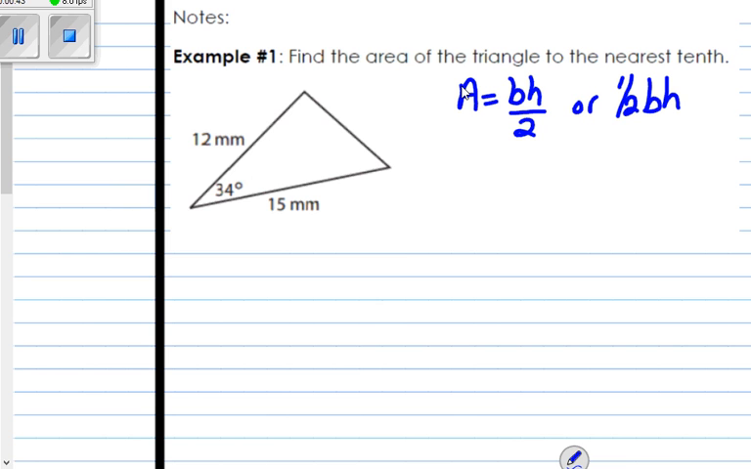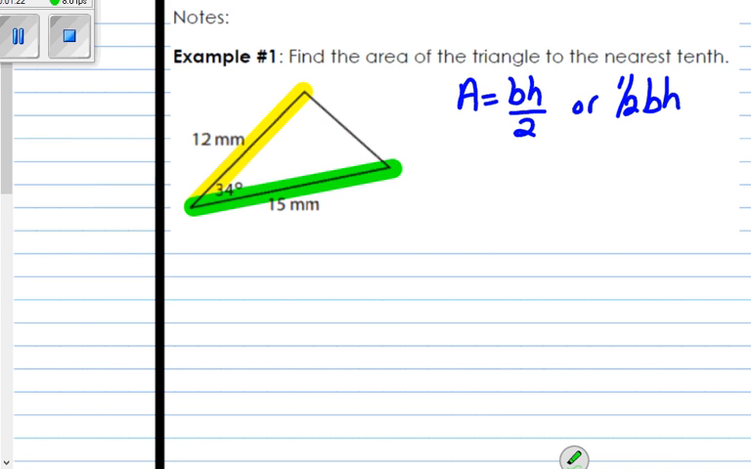However, if you look at this triangle, I see a side is 12 millimeters, another side is 15 millimeters, and they gave me an angle measurement. The 12 and the 15 are not necessarily the base and the height. I can use any of these as the base, but the height has to be perpendicular to the base. It has to form a 90-degree angle with the base. Is the side that is 12 millimeters forming a 90-degree angle with the side that is 15 millimeters? No, it's not. So I cannot say that the 12 millimeters is the height.